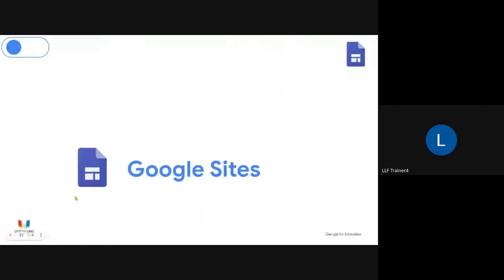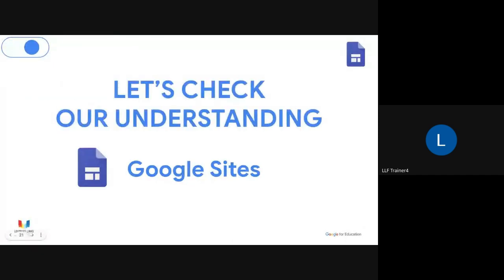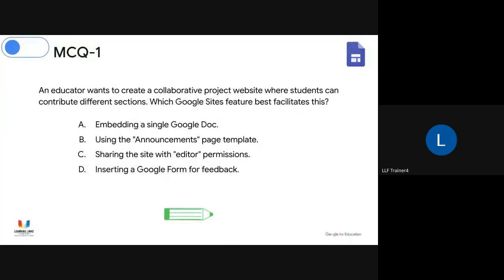So, moving ahead, with Google Sites, let's check our understanding. An educator wants to create a collaborative project website where students can contribute different sections. Which Google Sites feature best facilitates this? A: Embedding a single Google Doc, B: using the announcement page template, C: sharing the site with editor permission, D: inserting a Google Form for feedback. What do we have as an answer?